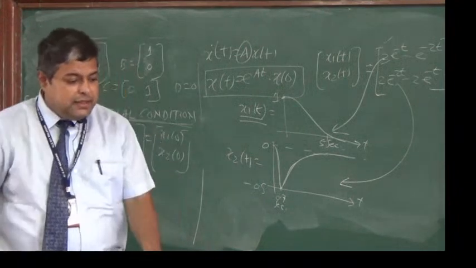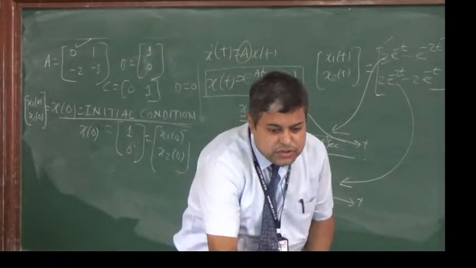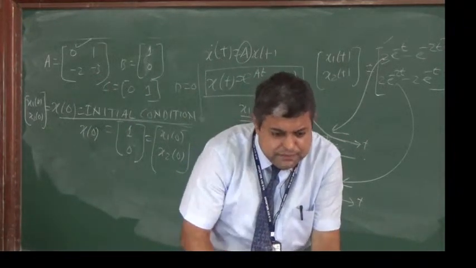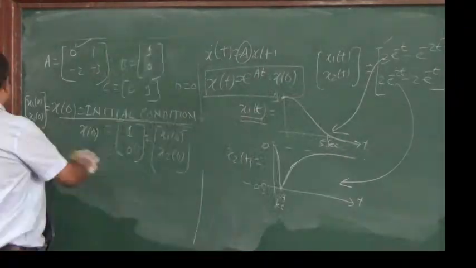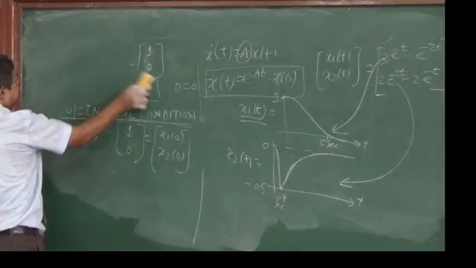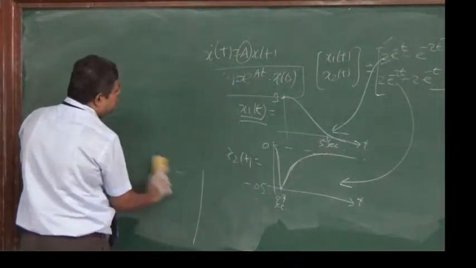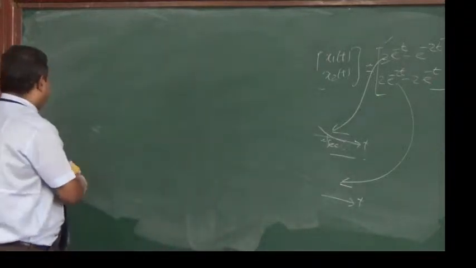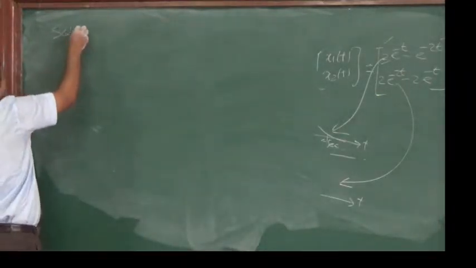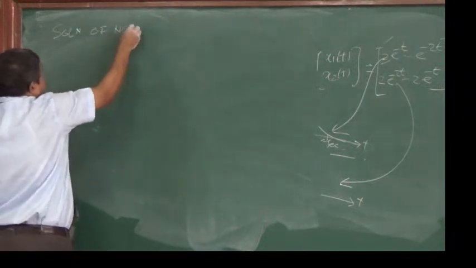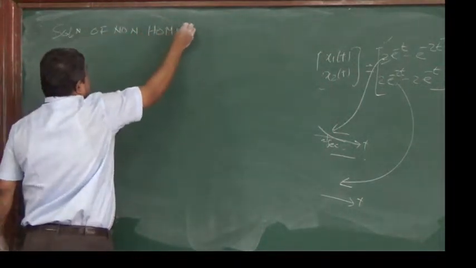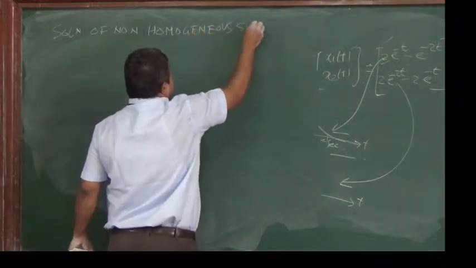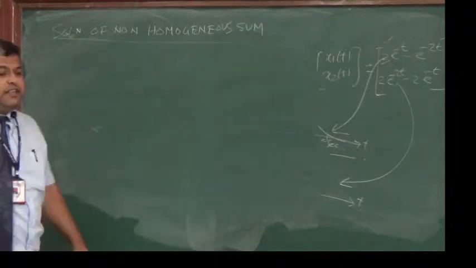Last topic and the biggest topic, but I have taken a very small equation for that. Non-homogeneous system. Steps are the same, only the formula is a little bigger, but I have taken a very small numerical to show you that. So this is the last topic for state variable models, that is the solution of the non-homogeneous state variable system.